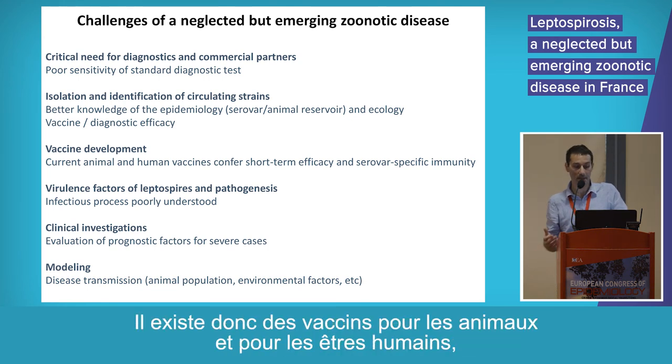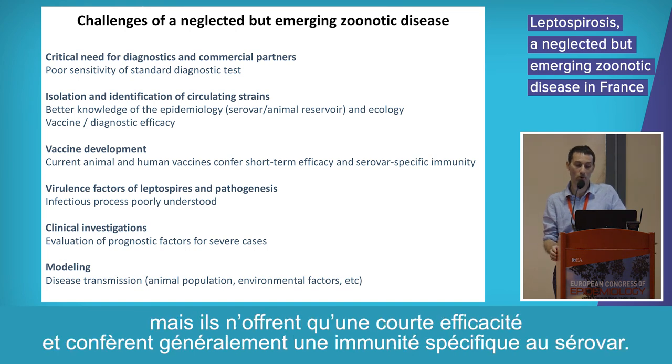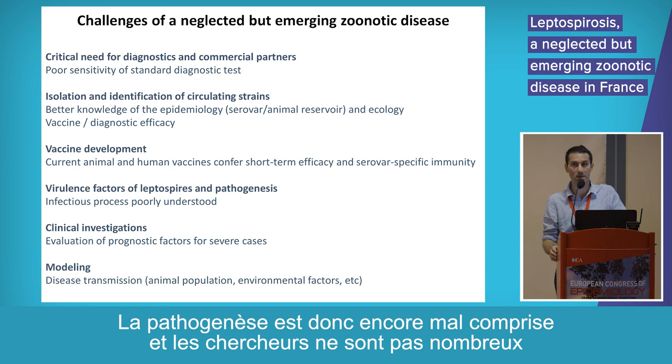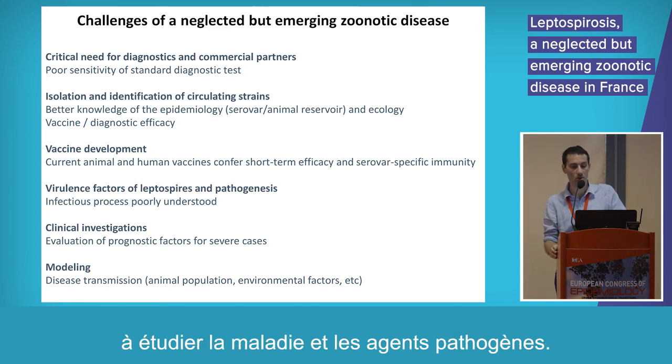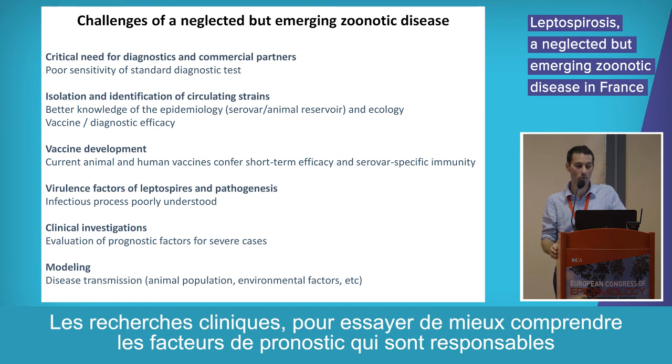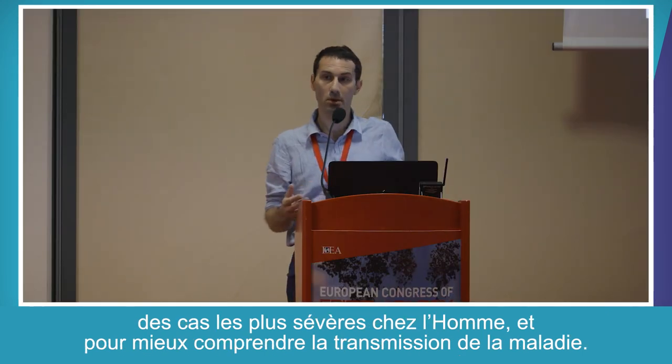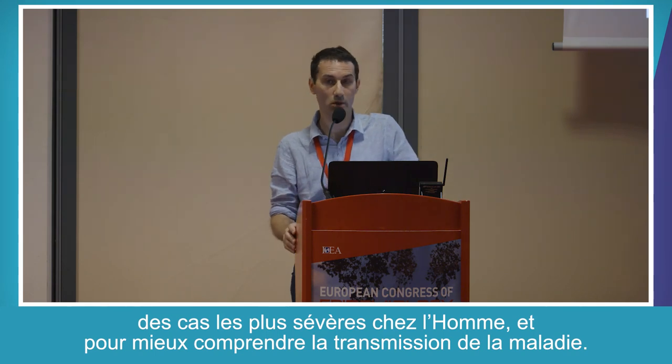Regarding vaccine development, there are some animal and human vaccines available, but they confer short-term efficacy, and they are usually serovar specific. Regarding virulence factors, the pathogenesis is poorly understood, and there are very few groups working on the disease and on the pathogen. Then clinical investigation: trying to better understand the prognostic factors responsible for the most severe cases in humans, and to better understand the transmission of the disease.